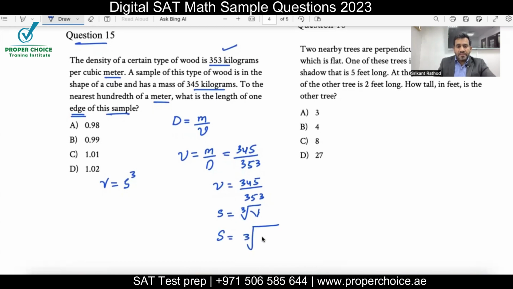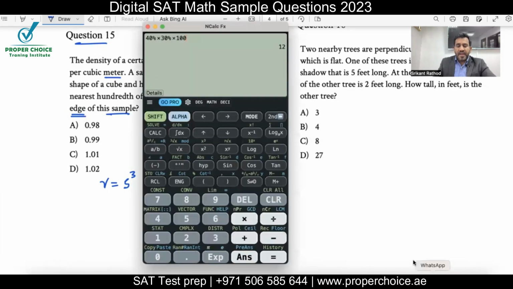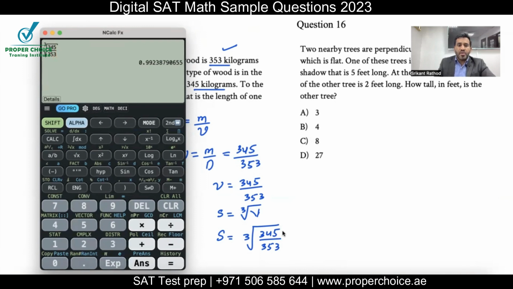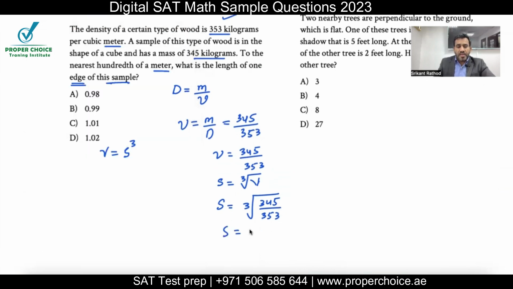That is the cube root of 345 divided by 353. Let's take the help of a calculator. You get it by shift, cube root of 345 divided by 353, which is equivalent to 0.9923. So the side is 0.9923 something. They asked us to the nearest hundredths of a meter.